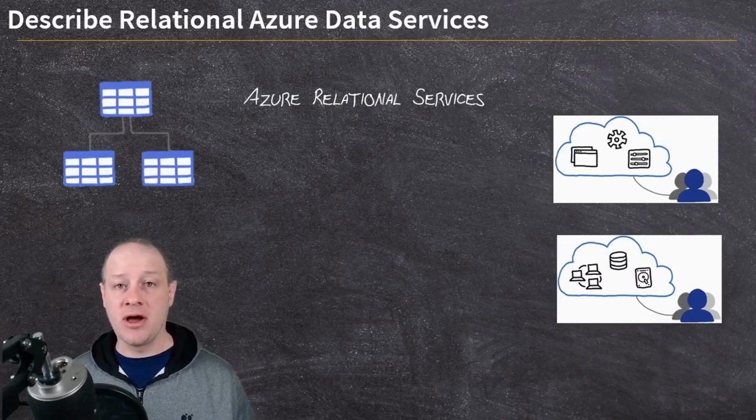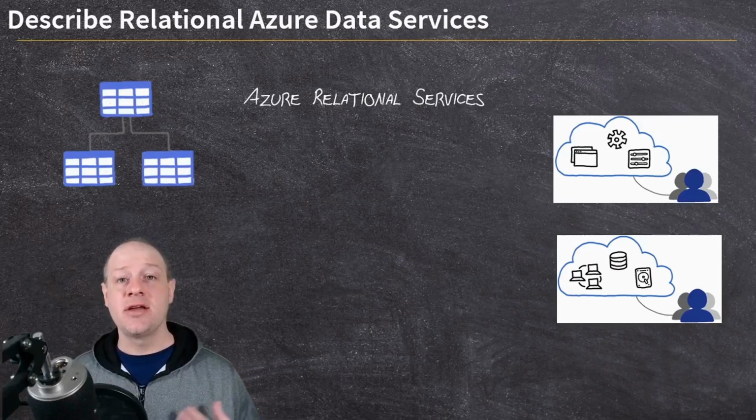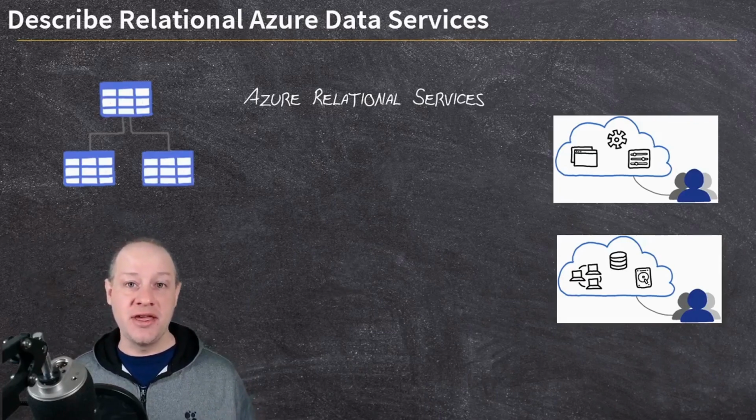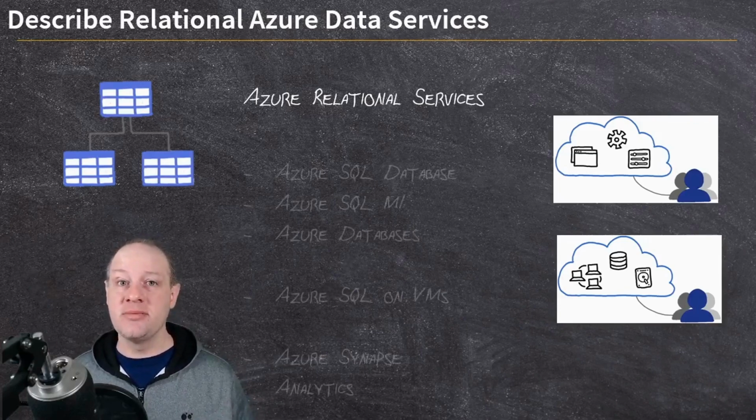We're largely going to be talking about products that fall into two categories: platform as a service and infrastructure as a service. In my next video, I'll go over those again so you can understand the differences and the pros and cons of those two types of cloud service offerings. But suffice to say that they both offer some level of management in the cloud by Microsoft for our relational database services. So what are those relational database services?